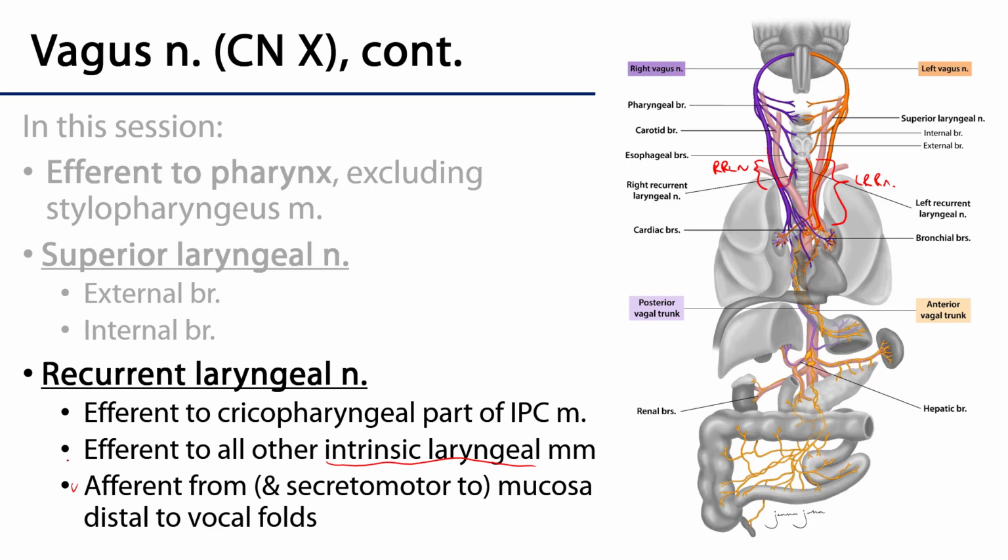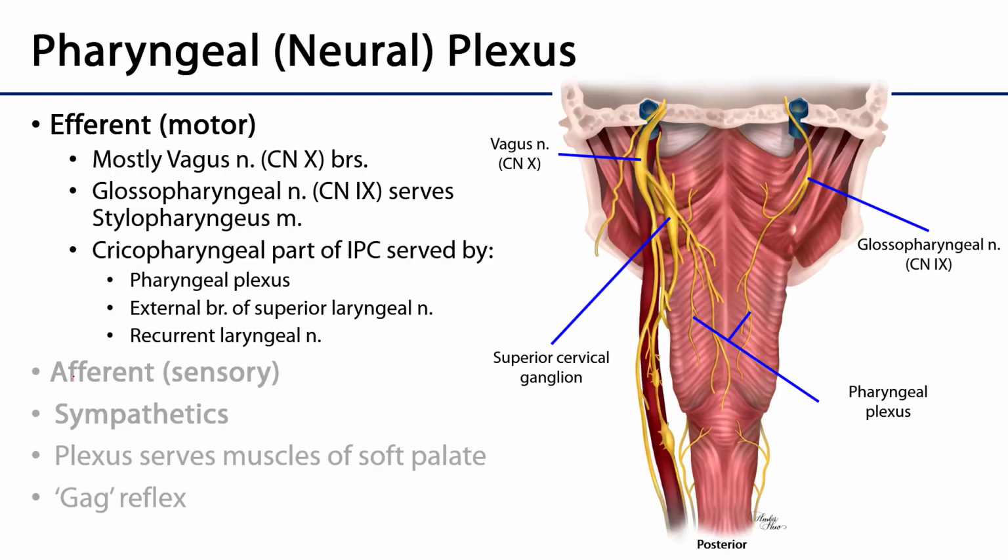And then last but not least, the recurrent laryngeal nerve also is going to efferently serve the cricopharyngeal part of the inferior pharyngeal constrictor muscle. So not only is the cricopharyngeal part served by the pharyngeal plexus, but it's also served by the external branch of superior laryngeal as well as the recurrent laryngeal nerves. So that's quite a bit.